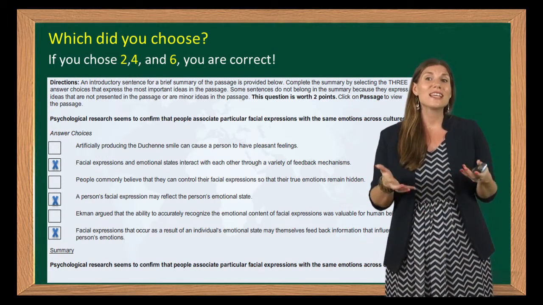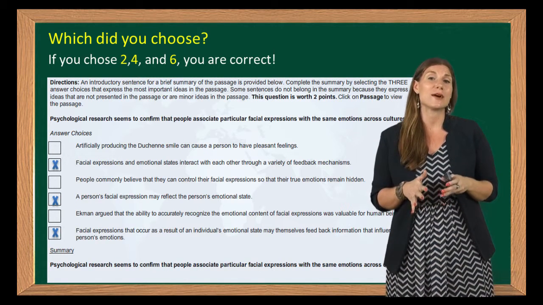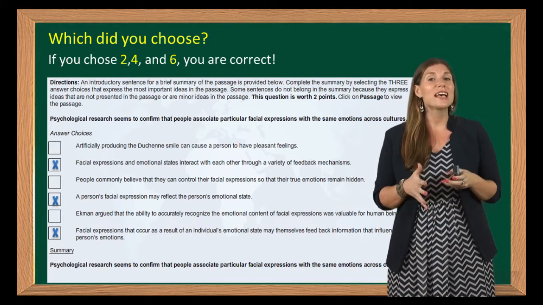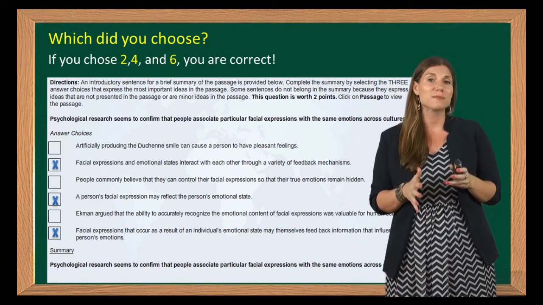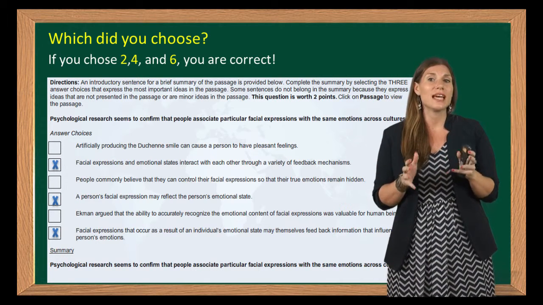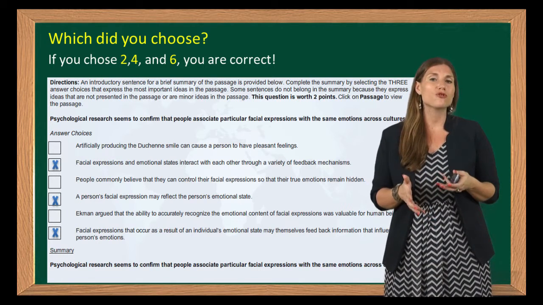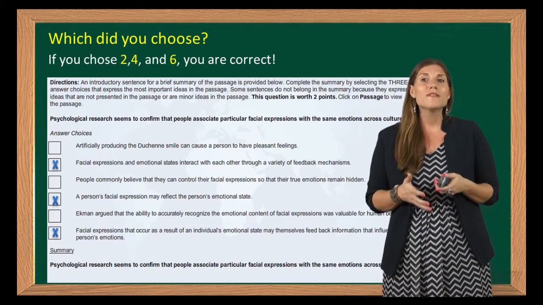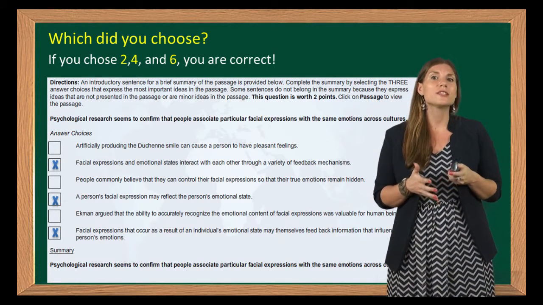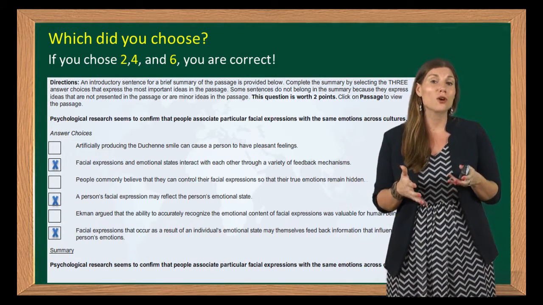So, choice 1 is definitely incorrect because it is just a minor supporting detail mentioned in paragraph 5 as an example of a more general and important statement about links between facial expressions and emotion. Choice 3 is incorrect because, while it may be true, the passage does not make this claim. Choice 5 is incorrect because, according to this passage, Ekman did not make this argument. Charles Darwin did.